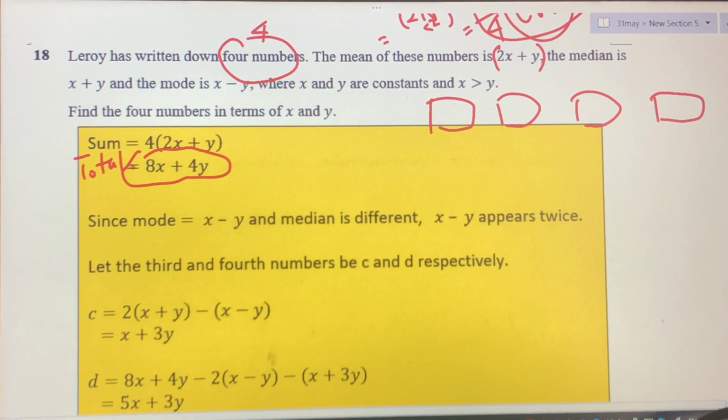You don't expect the examiner to know your 8x. That means some of you didn't write this also. You don't expect the examiner to know what this represents, because there are so many things here. So these kind of things you must show. You must show that this is the total so that you can get some method mark. If everything is smooth and all correct, then no need. But I'm trying to get you method marks.